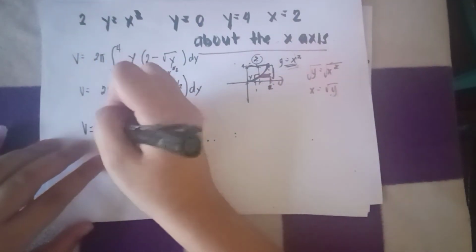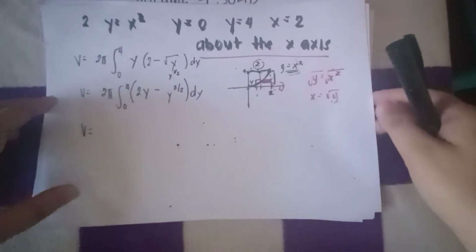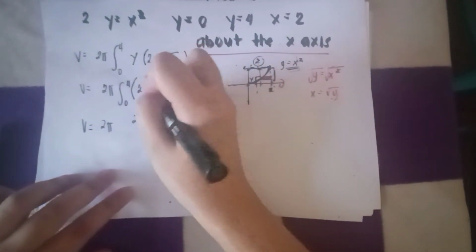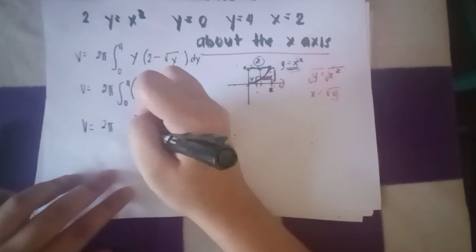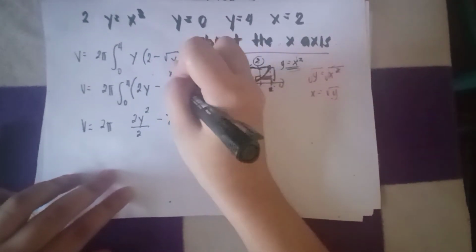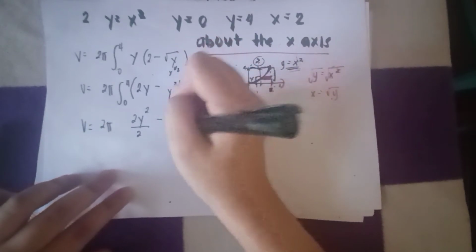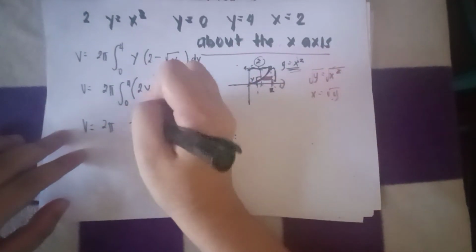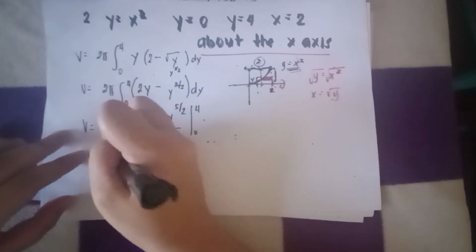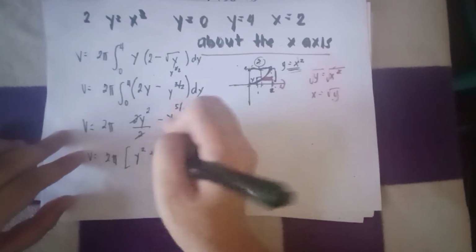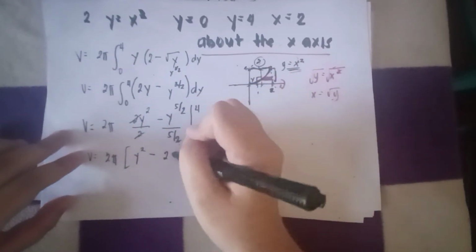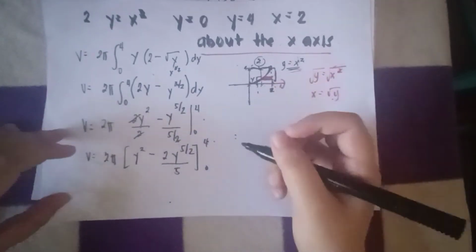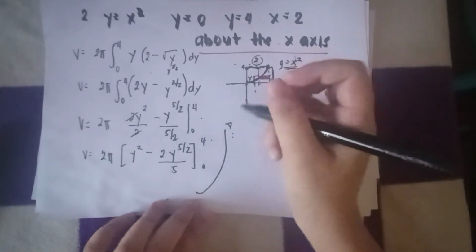So, volume is equal to 2 pi. Dito ay 2y squared, kasi y 1 plus 1 is 2 squared over 2 minus y, 3 over 2 plus 1 is 5 over 2. May 5 over 2 pa tayo doon, from 0 to 4. Ito ay cancel. So, that will give you V is equal to 2 pi y squared minus 2y to the 5 over 2 power over 5, 0 to 4. Pasok mo lang yung ating limits, upper and lower limits of integration.